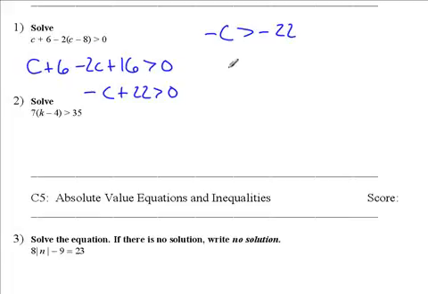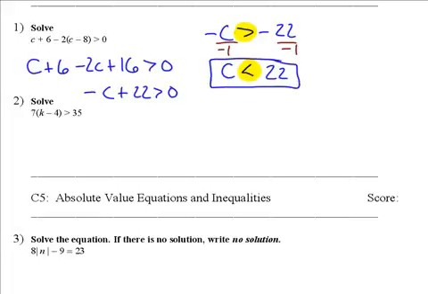If I divide by the negative 1, I get c is less than. This is a key step right here. I'm dividing by a negative 1. When you multiply or divide both sides of one of these by a negative number, this sign has to flip over. If it doesn't flip over, we're not going to have a true statement in the end. Negative 22 divided by negative 1 is positive 22. So our answer for number 1 should be c is less than 22.